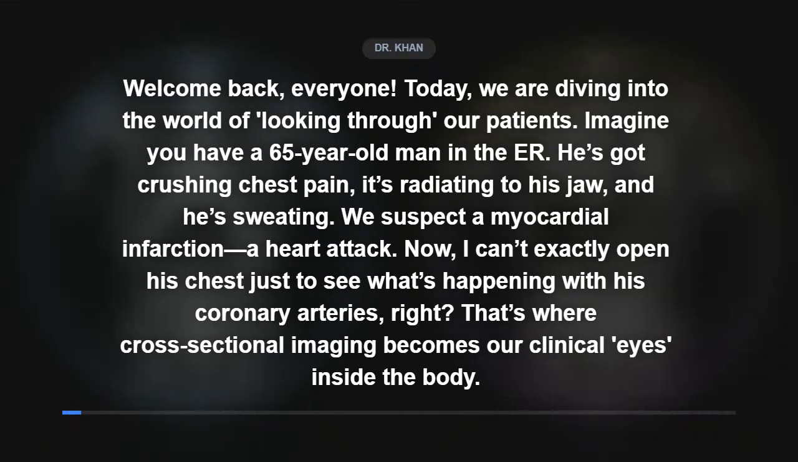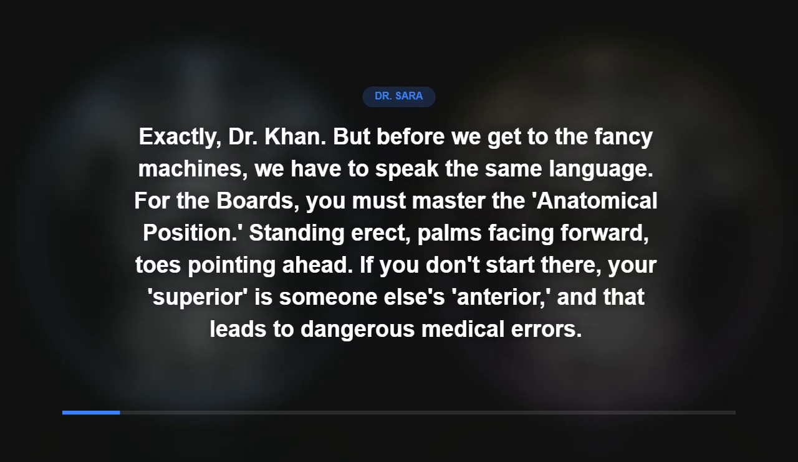Imagine you have a 65-year-old man in the ER. He's got crushing chest pain, it's radiating to his jaw, and he's sweating. We suspect a myocardial infarction, a heart attack. Now, I can't exactly open his chest just to see what's happening with his coronary arteries, right? That's where cross-sectional imaging becomes our clinical eyes inside the body.